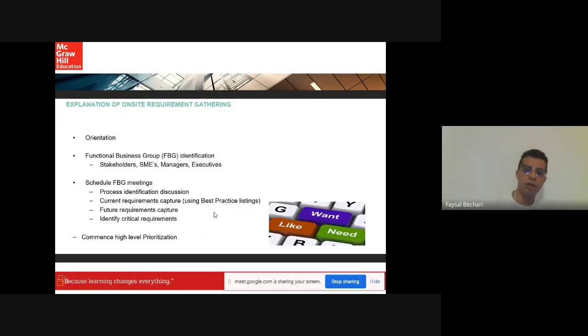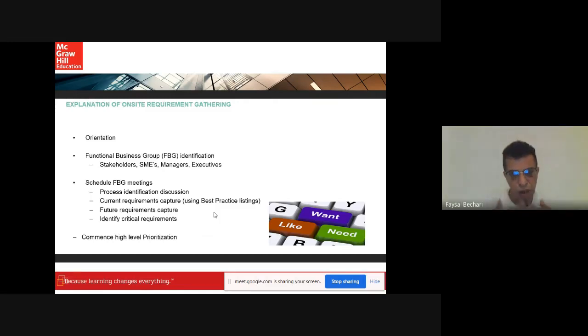So you need to do on-site requirement gathering, like orientation, tell everybody that you're going to replace your HR software. You go to the stakeholders, you find out what they need, what's important for them. Then the SME, a subject matter expert, which is the HR people or the consultant. You talk to the manager, executive, and get all the functionality requirements.